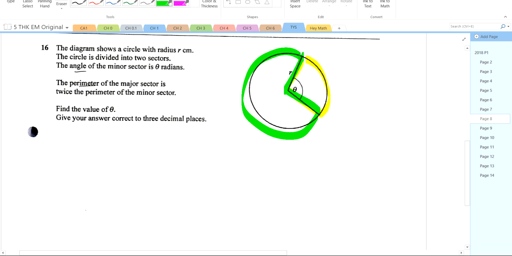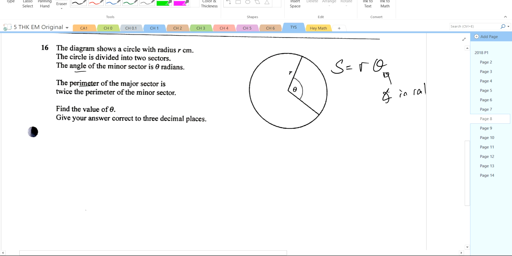So definitely I need a formula for arc length. What is the formula for arc length? S equals to, no, pi r theta. Agree? S equals to r theta, where r is our radius and theta is our angle in radian. Okay, this is our angle in radian. This is our arc length.